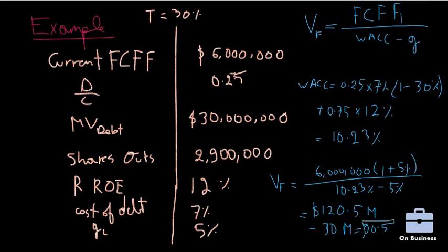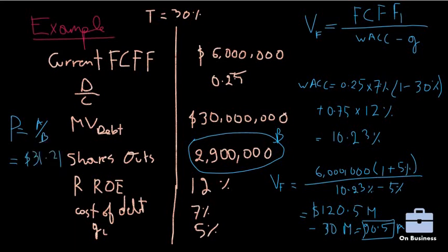But when I value equity, I want to arrive at the share price. So what I do is divide this number by the number of shares outstanding. I'm going to call this term A and this term B. So the price per share is going to be equal to A over B, and this is $31.21 per share.